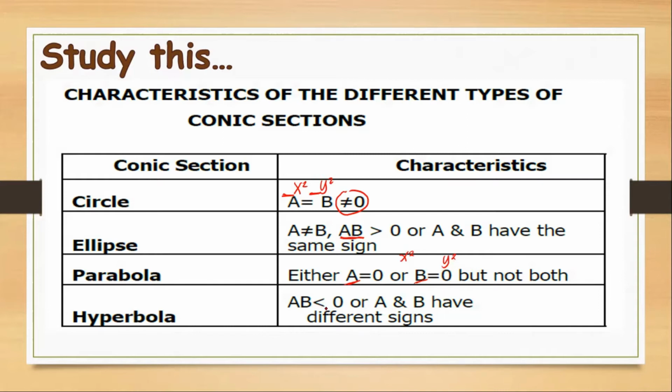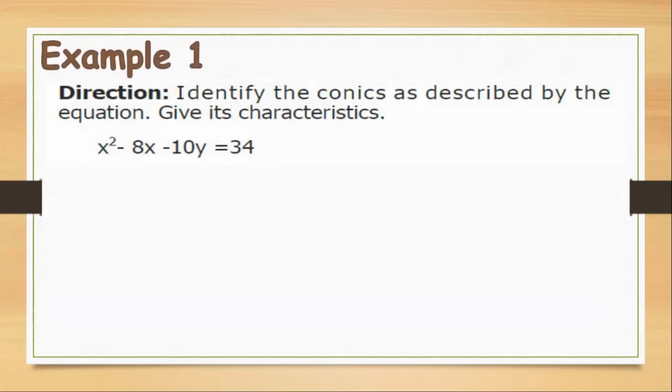And for the hyperbola, we have A times B is less than 0. It means that A and B have different signs. So I will explain to you later how we can identify the different kinds of conic sections. So example number 1, identify what kind of conic section this is. Take note that we only have x squared here. So since our B is equal to 0, therefore we can say that this is a parabola.